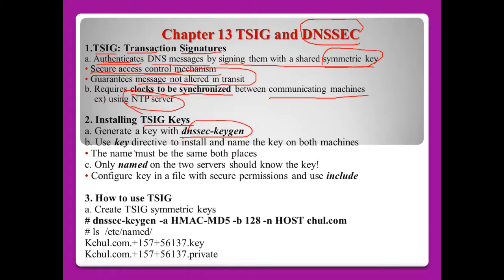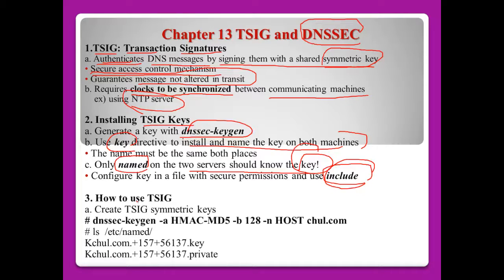Here we will use the key directive to install the key and its name, and both must be installed on, for example, the master and slave name servers. Only named on the two servers should know this key. So the named daemon will load this key. Configure the key in a file with secure permissions and use include. If you want to use this key, we can use the keyword include.